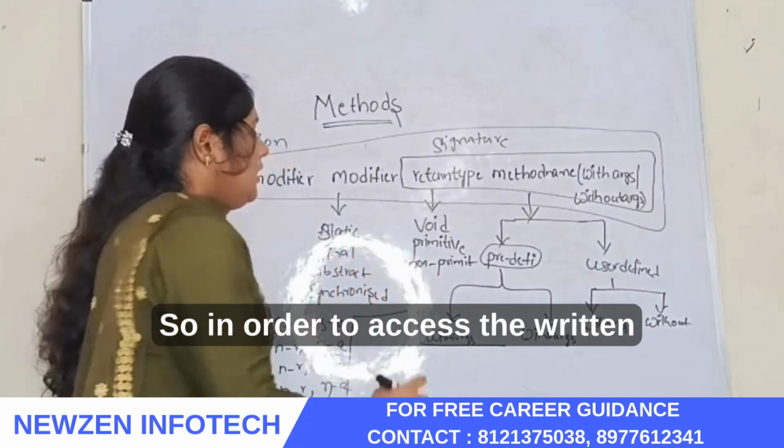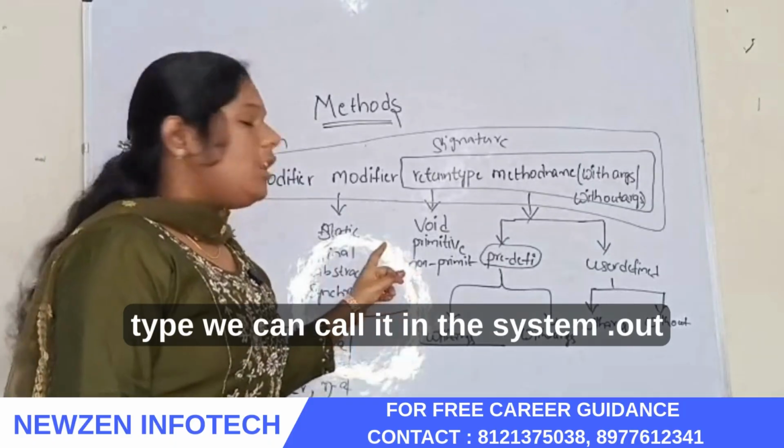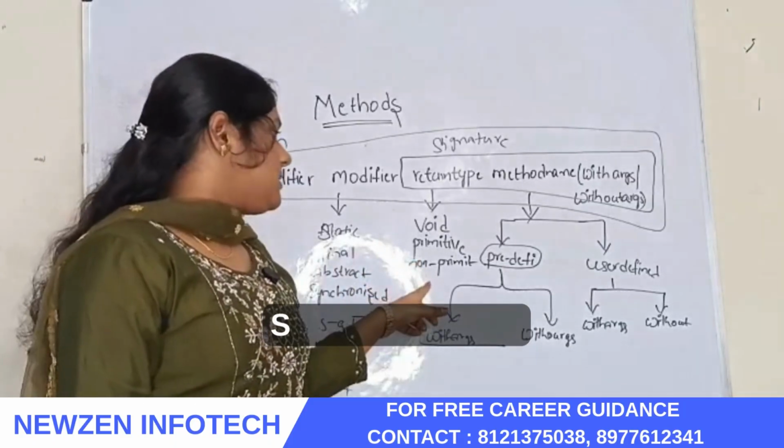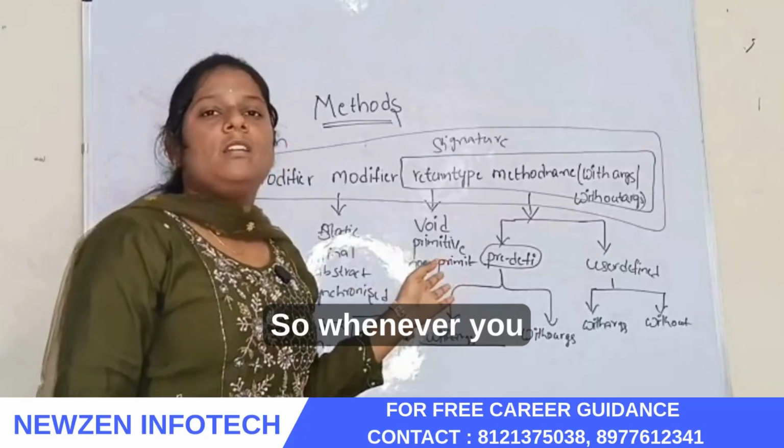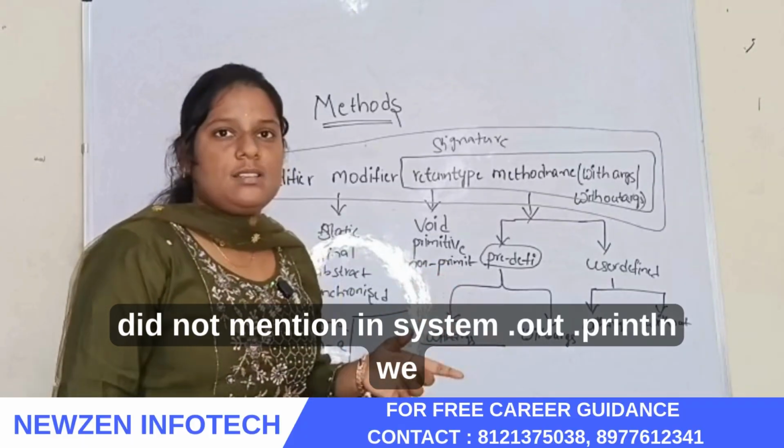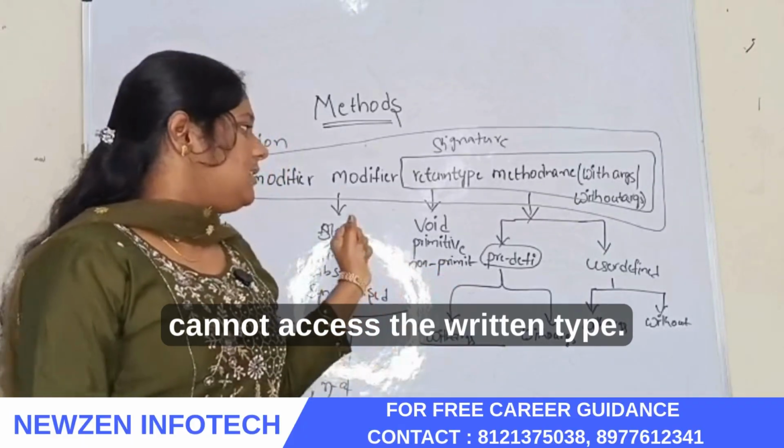So in order to access the return type, we can call it in the System.out.println statement. Whenever you do not mention it in System.out.println, we cannot access the return type.